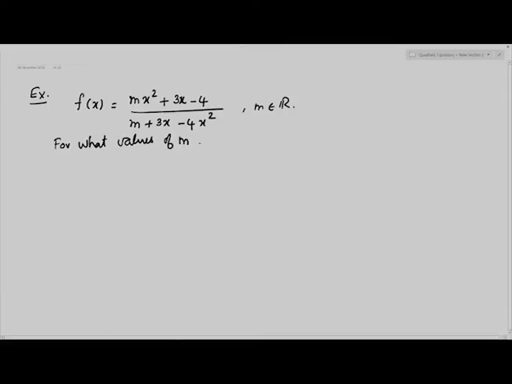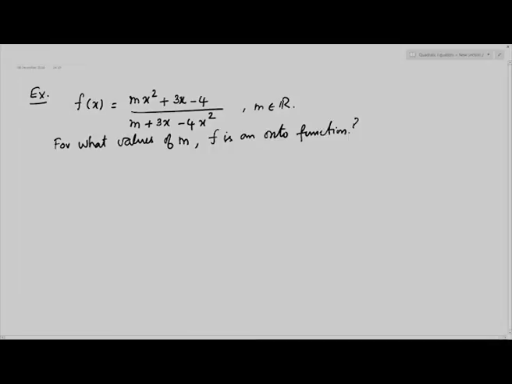Let us take a function f of x defined by a rational function, (mx square plus 3x minus 4) divided by (m plus 3x minus 4x square), where m is a real number, m belonging to R. Now I want to see for what values of m this f is an onto function. This is the problem we have.